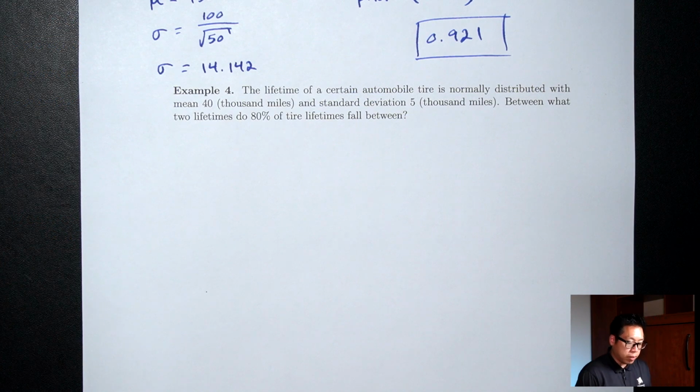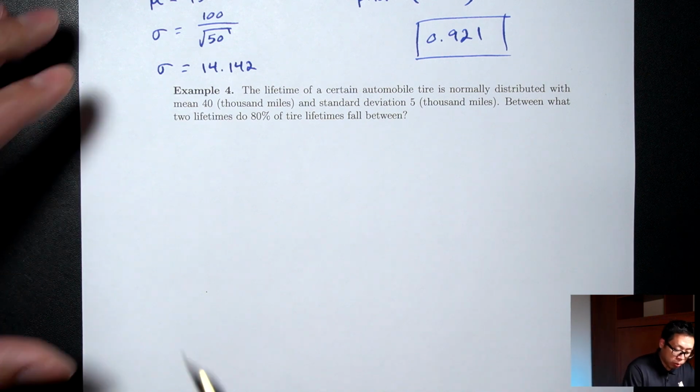The lifetime of a certain automobile tire is normally distributed with a mean of 40,000 miles and standard deviation 5,000 miles. Between what two lifetimes do 80% of tire lifetimes fall between? So first thing I'll do is I'll draw the normal distribution picture.